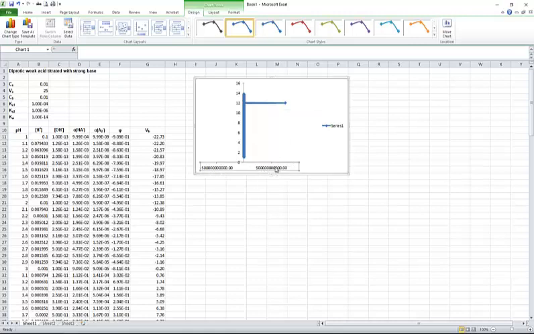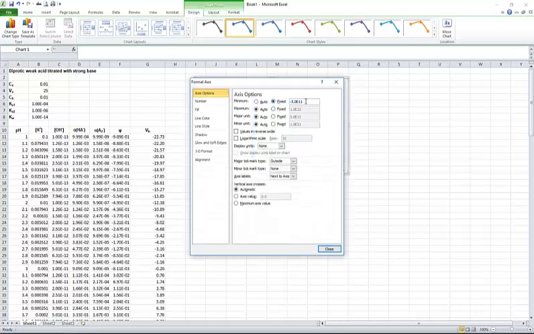So the first thing I'm going to do is get rid of the legend because we don't need it. We only have one set of data. But I'm going to go to format axis. I don't want it to go negative. I want my minimum to be 0. And then a maximum, we said the equivalence point was around 50. I'm going to let it go to 100 milliliters.